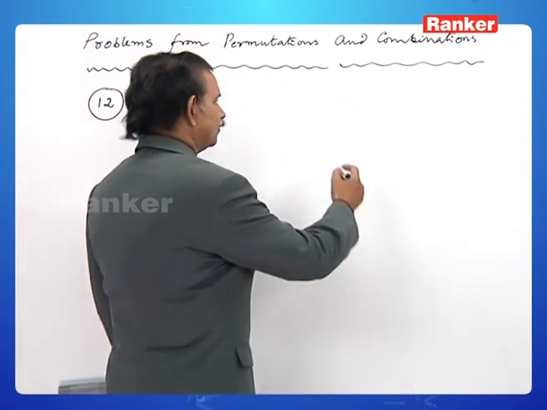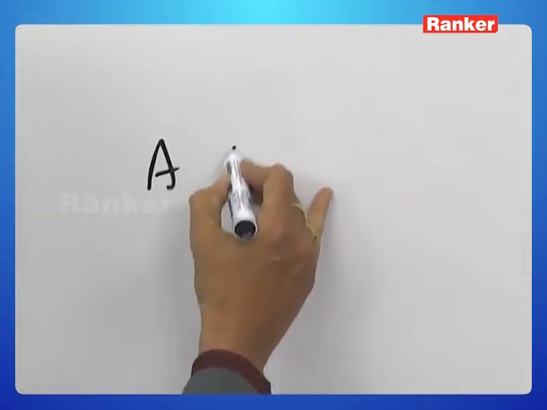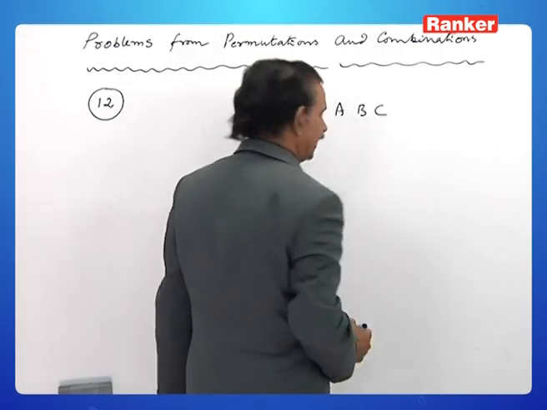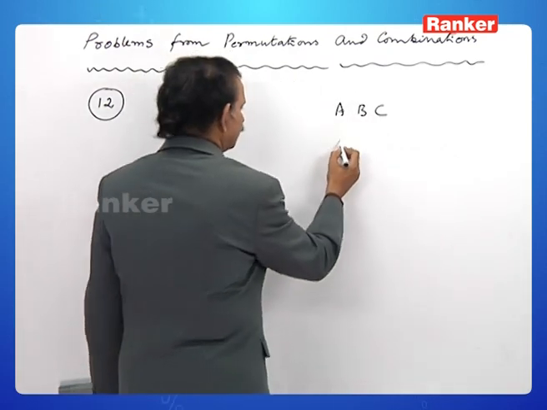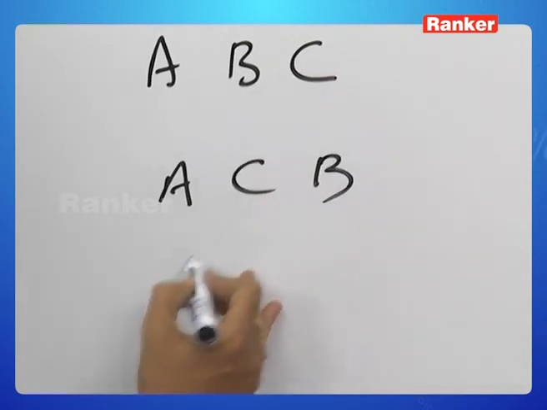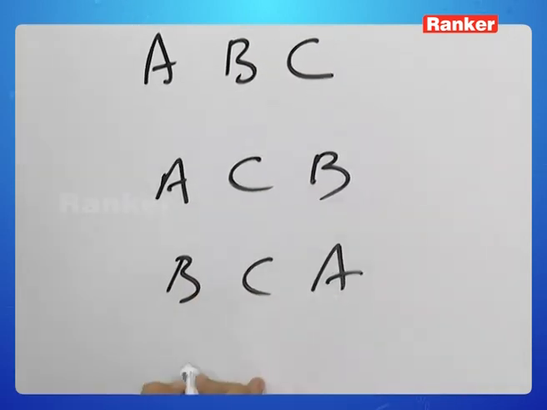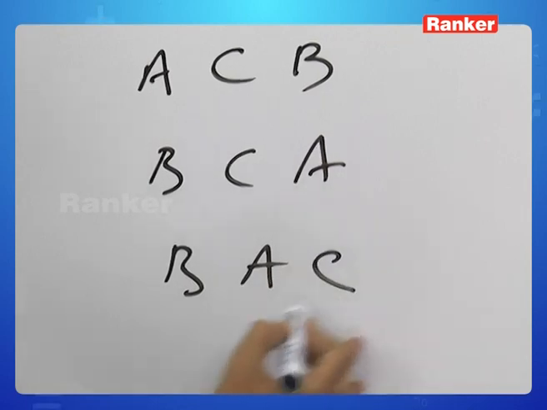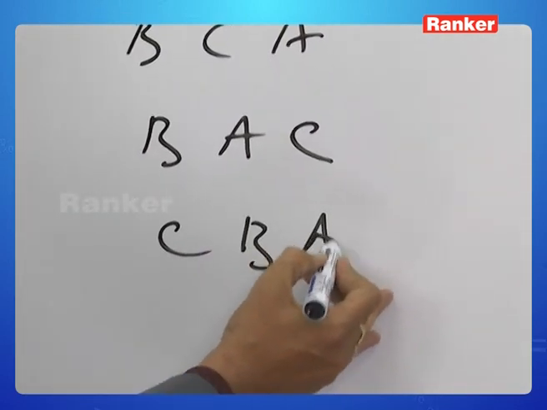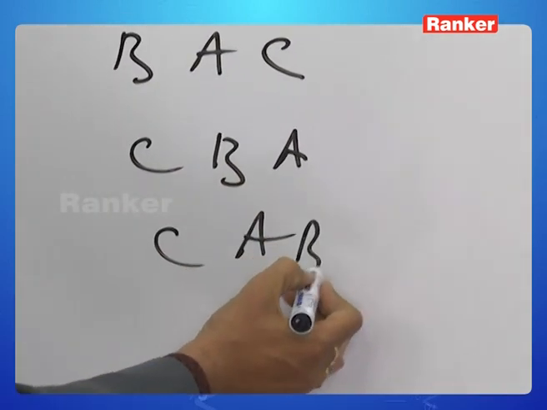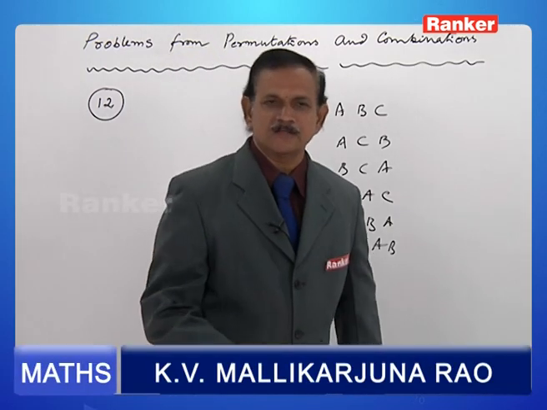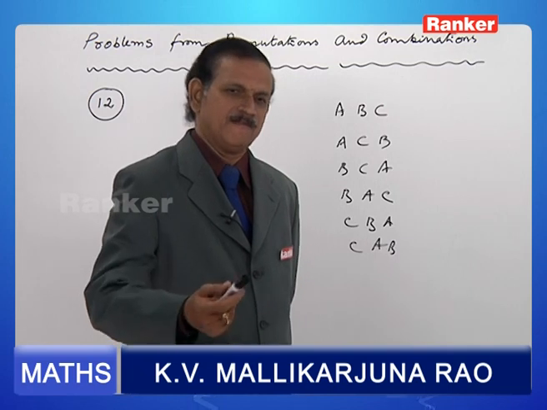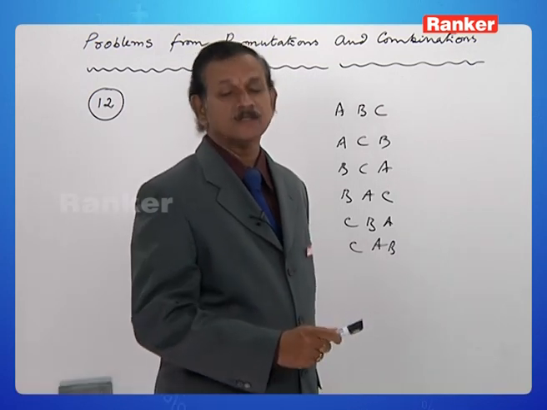Let us first assume there are just 3 things. How many ways can you arrange them in a row? ABC, ACB, BCA, BAC, CBA, CAB. Suppose we put some restriction on one particular letter to lie ahead of or behind another.